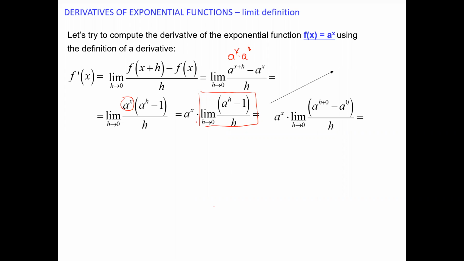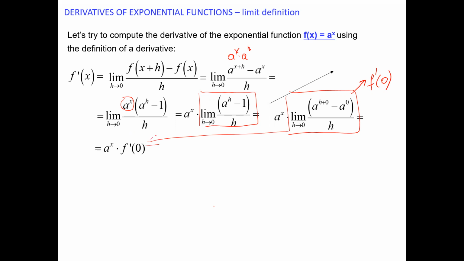One thing that's interesting about that boxed limit: if I subtract 0 from h, I'm not changing anything, and a to the power of 0 is 1. I did change this limit a little bit, and from that form, we may notice that this is the derivative of the function a to the power of x at 0. Okay, we can see that limit is the derivative.